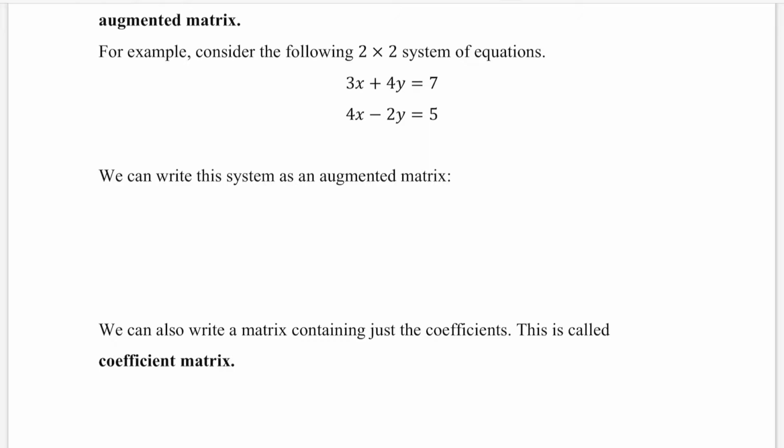So to start with a matrix, we need the two square brackets. On the right-hand side of each equation, we have the two constants. So in the matrix, we put the right-hand side on the right column, and then the other coefficients are on the left. So on the first row, I will have 3, 4, 7. And on the second row, I will have 4, -2, 5.